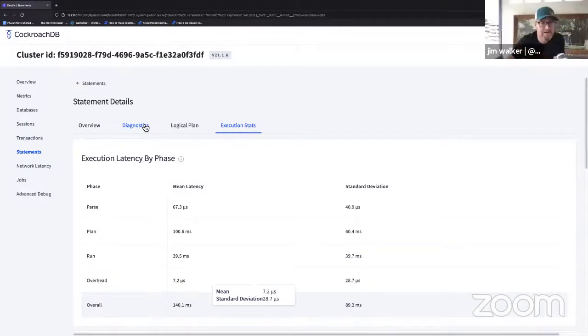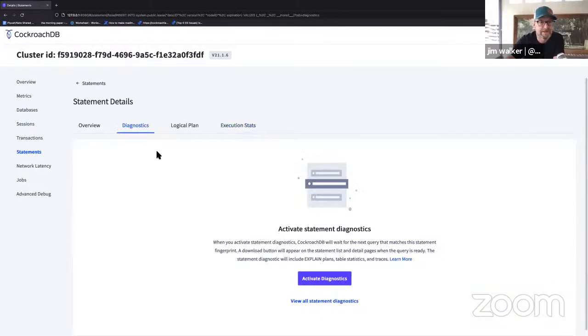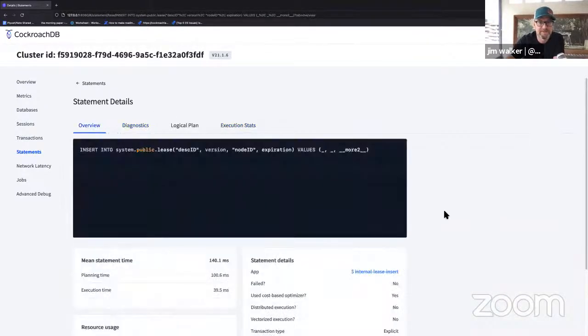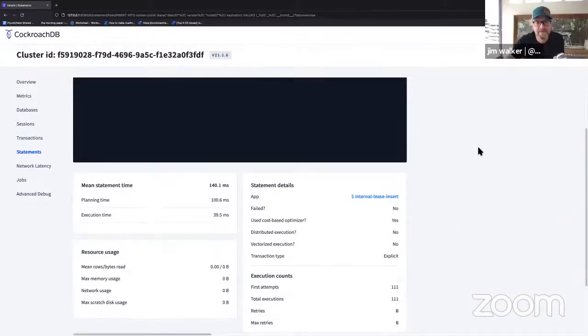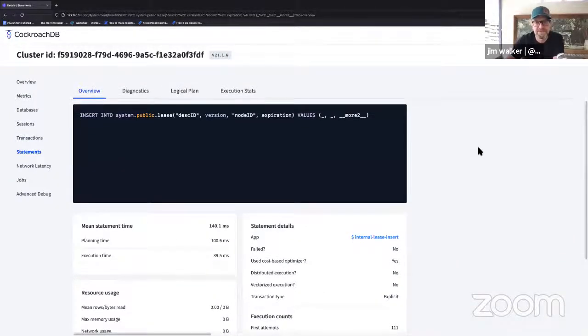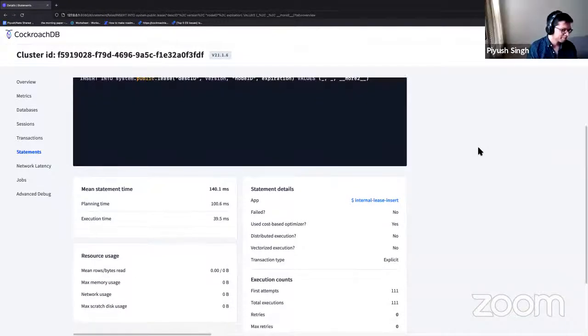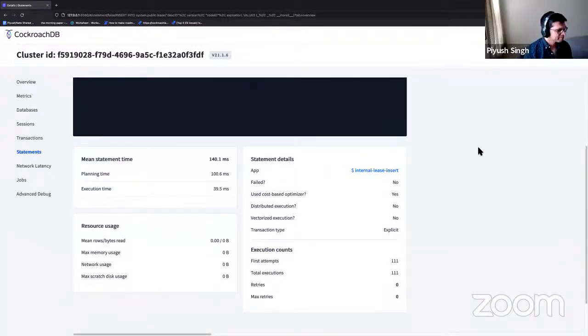Can you go back to the diagnostics? I thought it was pretty interesting. Sorry, buddy, the diagnostics I want to touch on too. Yeah, like the statement details, showing did it use vectorized execution? Did it use distributed? Did it use the cost-based optimizer? I think that's really cool stuff that is unique and meaningful in many ways.